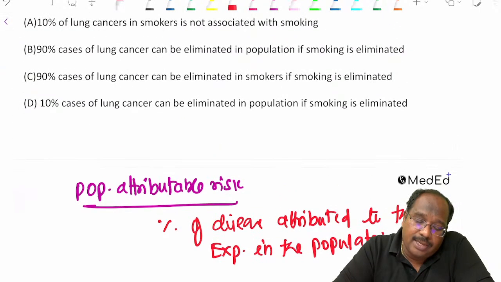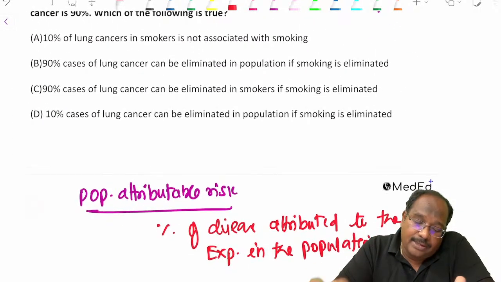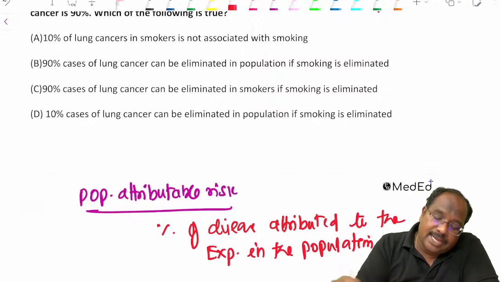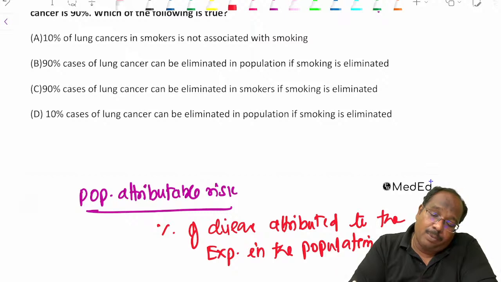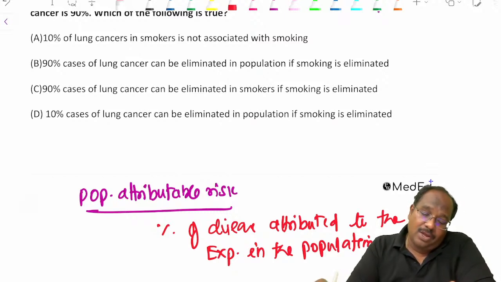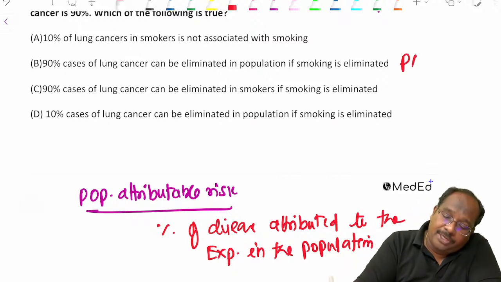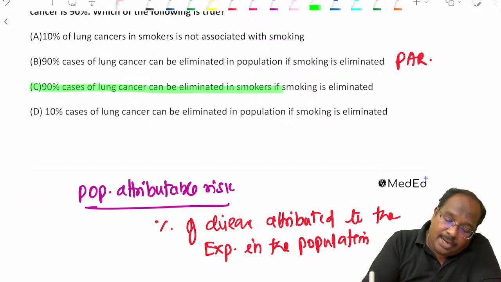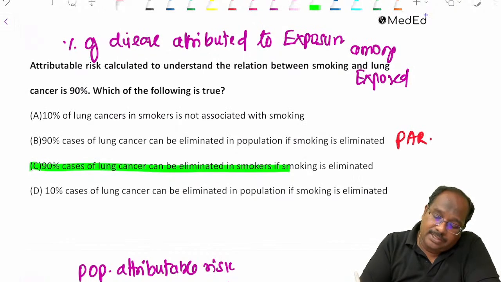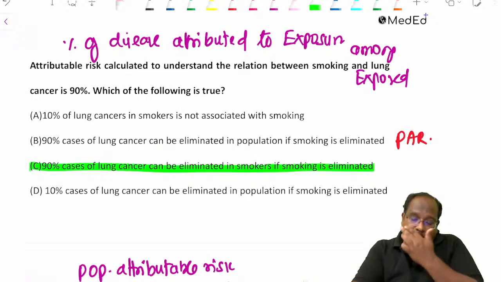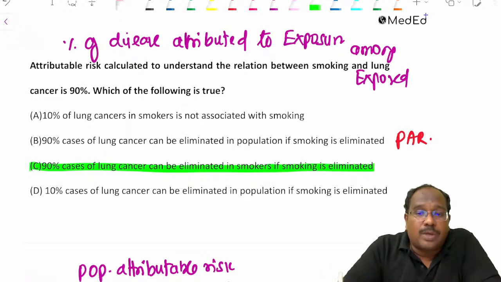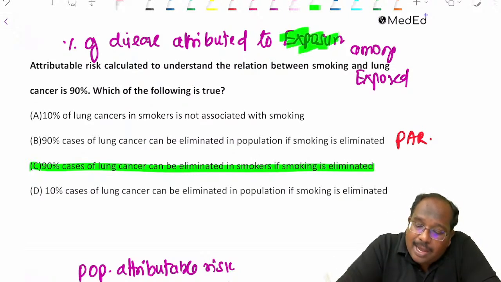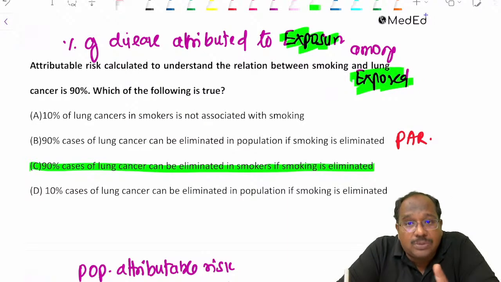Okay, fine. Now we will see the answer. What is the answer here? 90% of lung cancer cases can be eliminated if in population smoking is eliminated. Actually this is population attributable risk. What is the answer is this: attributable risk is 90%, meaning 90% of lung cancer is eliminated in smokers if smoking is eliminated. We are talking only about the exposure among exposed, not everyone guys, only exposed.